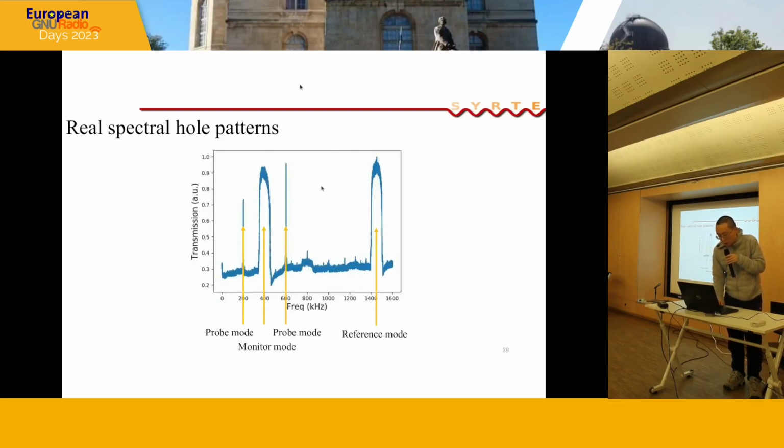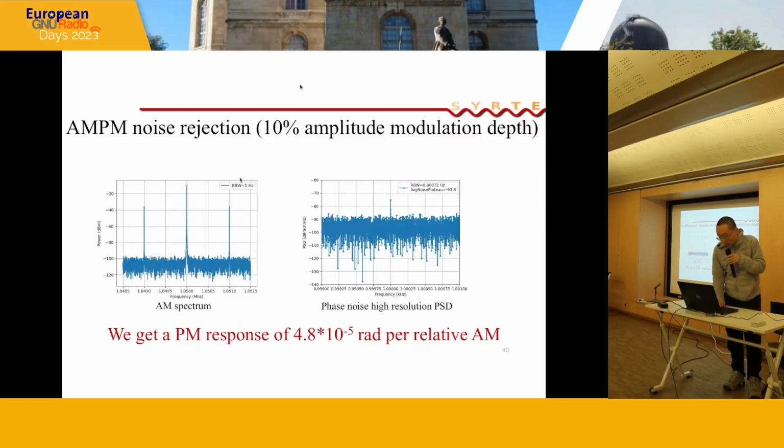And this is the real spectrum hole we use for the 3 modes laser for the 3 modes detection: probe, monitor mode, probe, and the reference mode. And here comes the AM to PM noise rejection, because in the real world, the power of the laser is always fluctuating. So this AM to PM noise rejection is kind of important in our system.